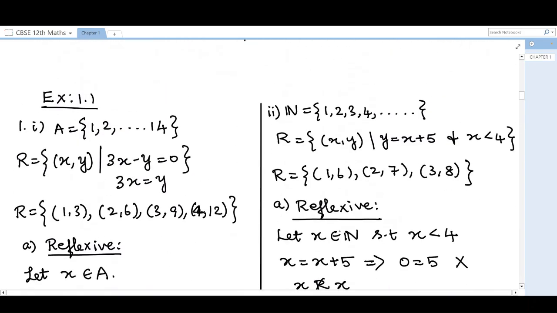When we consider the elements in the set R, we have 1, 6, 2, 7 and 3, 8. So for the element 1, 6, we don't have any other element of the form 6, any other natural number. So we have x related to y, but we don't have y related to z. Therefore, we need not verify whether x is related to z. So this property transitive is obviously satisfied. So this relation R is transitive.